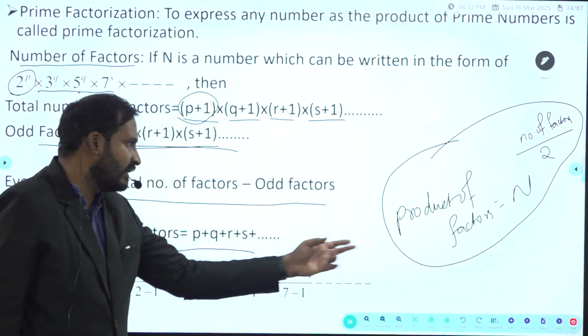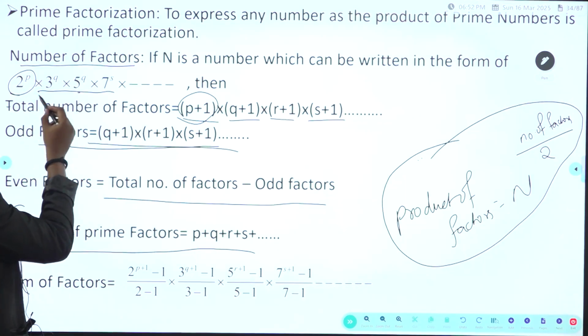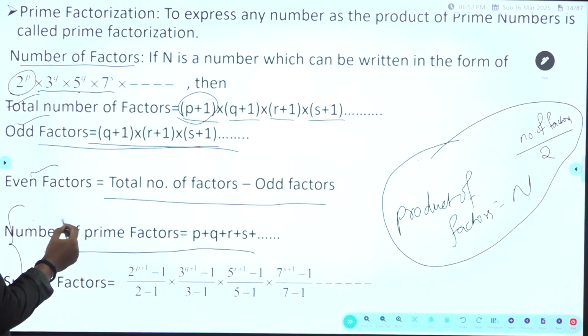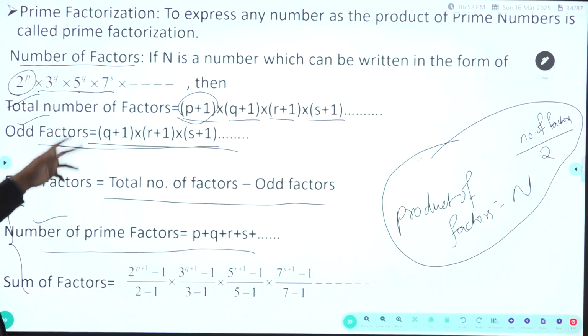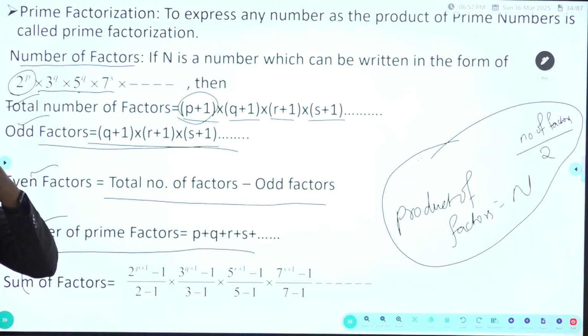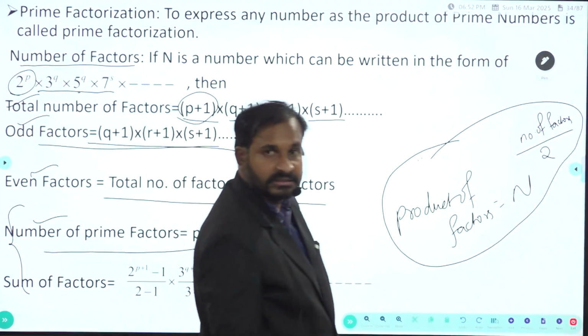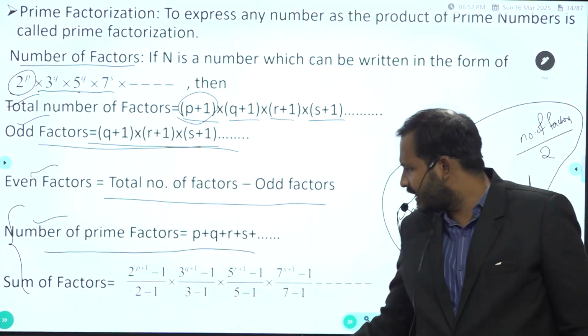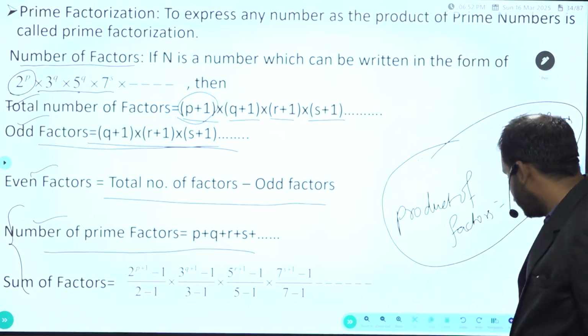But very rarely they will ask about product of factors and sum of factors, but they will majorly ask these total factors, odd factors, even factors and number of prime factors. Okay, you should remember these 4 things. Sum of factors and product of factors, you should have a knowledge regarding that. Okay, they may ask us. The reason behind that is a long story. It is not that much required for us. Okay, next one.